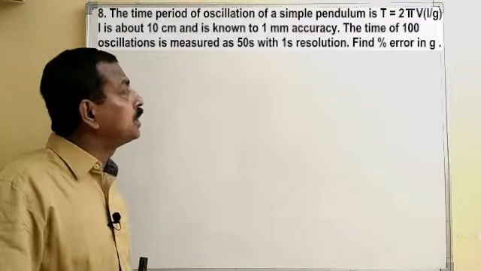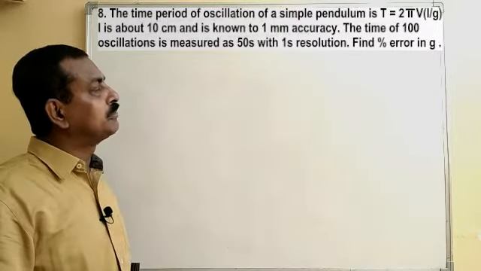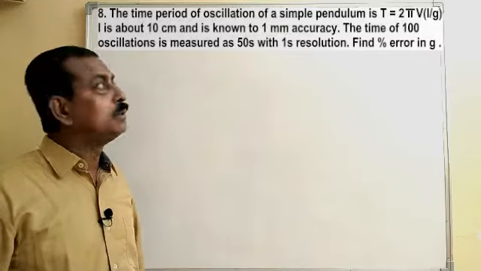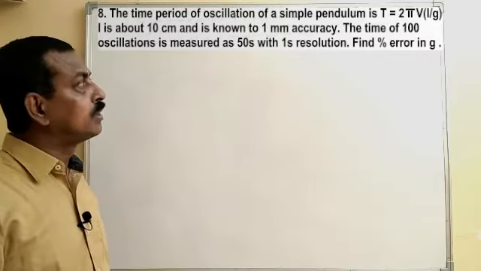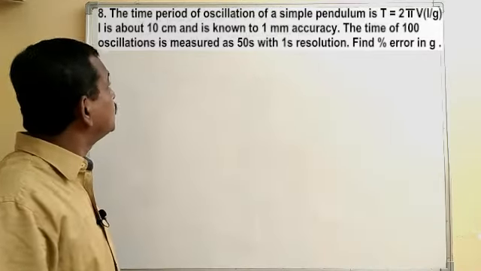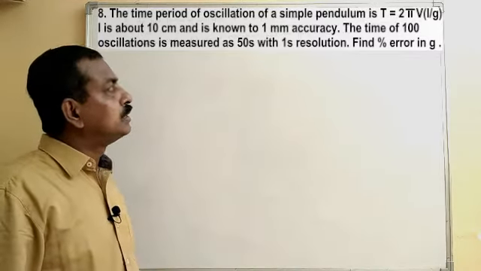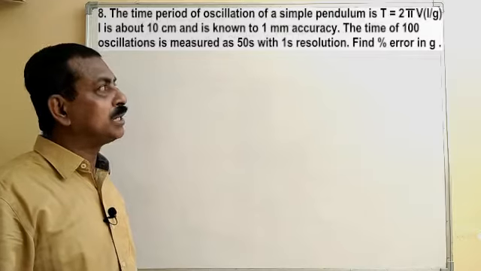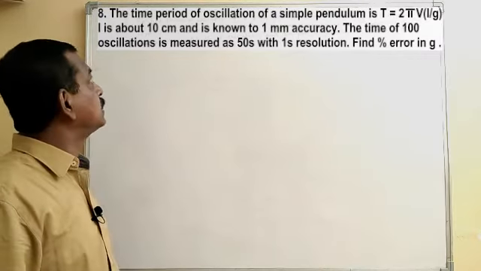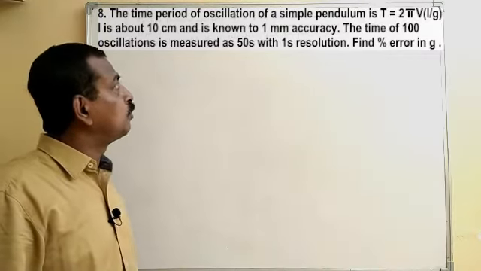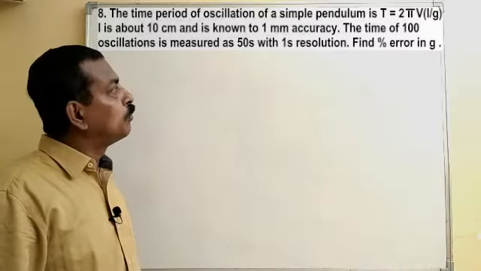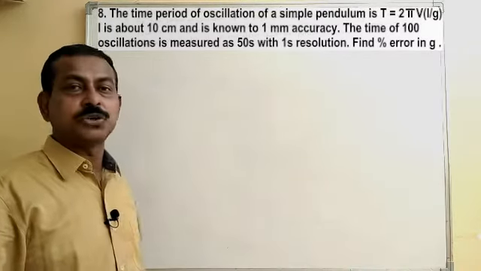The time period of oscillation of a simple pendulum is given as T equals 2 pi root over L by g. L is about 10 centimeter and is known to 1 millimeter accuracy. The time of 100 oscillations is measured as 50 seconds with a stopwatch of 1 second resolution. Find the percentage error in the calculation of g.